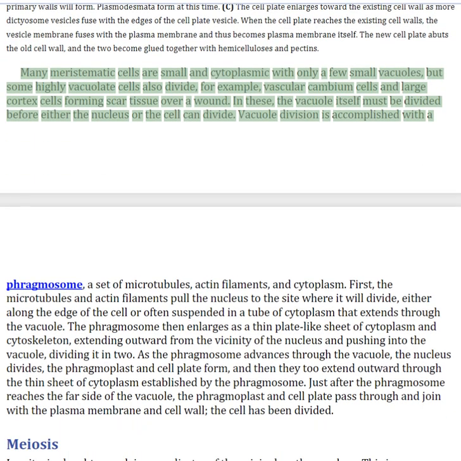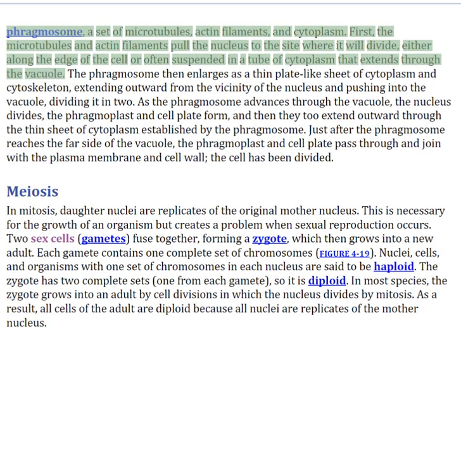Many meristematic cells are small and cytoplasmic with only a few small vacuoles, but some highly vacuolate cells also divide, for example, vascular cambium cells and large cortex cells forming scar tissue over a wound. In these, the vacuole itself must be divided before either the nucleus or the cell can divide. Vacuole division is accomplished with a phragmosome, a set of microtubules, actin filaments, and cytoplasm. First, the microtubules and actin filaments pull the nucleus to the site where it will divide, either along the edge of the cell or often suspended in a tube of cytoplasm that extends through the vacuole.